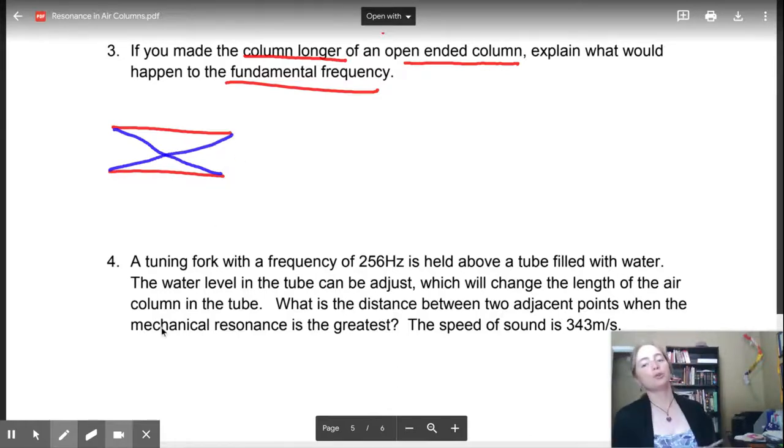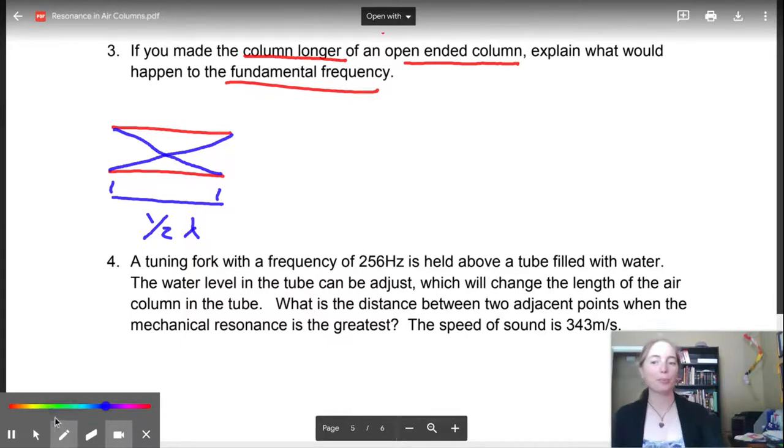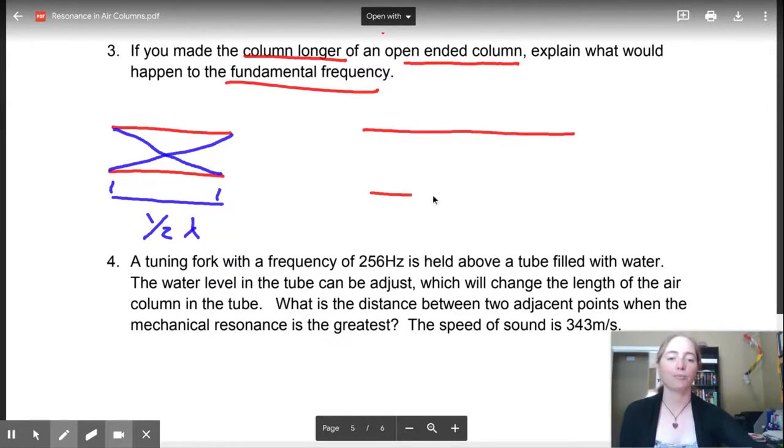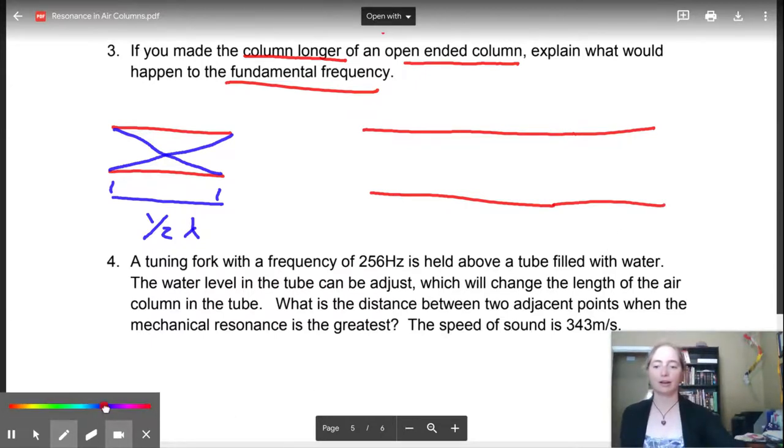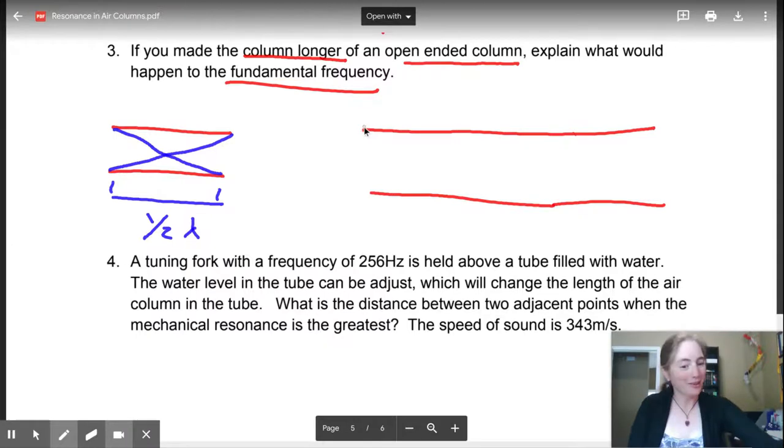All right, so let's look at this open-ended tube. What is the distance between two antinodes? Half a wavelength. So the distance from here to here is half of a wavelength. Well, I am going to make this tube longer. Let's make it significantly longer, and please excuse the fact these lines are anything but straight. The fundamental frequency still has to be there. It means you have to have only one oscillation involving an antinode at both ends in this open-ended tube.